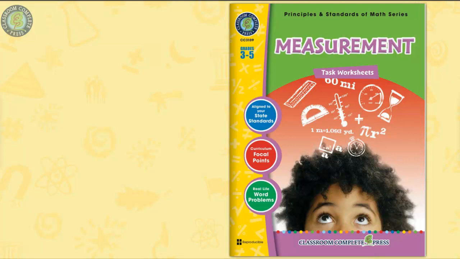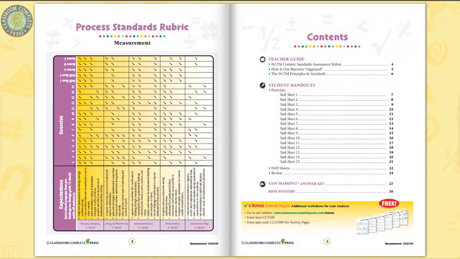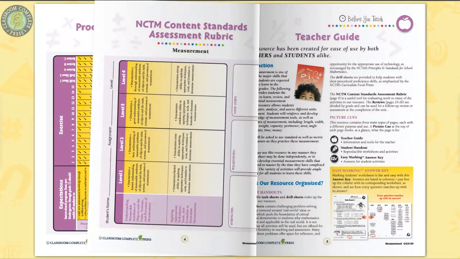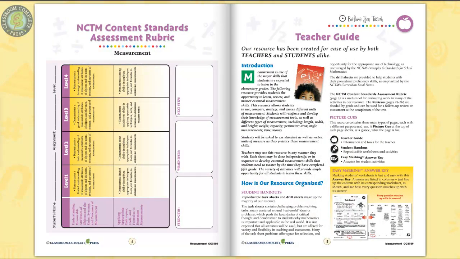Get measuring with lengths and weights in this resource for grades 3 to 5. These task sheets for measurement provide word problems taken from real-life experiences, and include rubrics, a teacher guide, and a leveled approach to learning that increases in difficulty as you move through the unit.